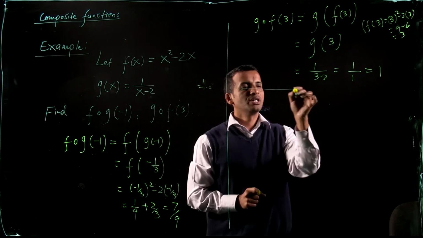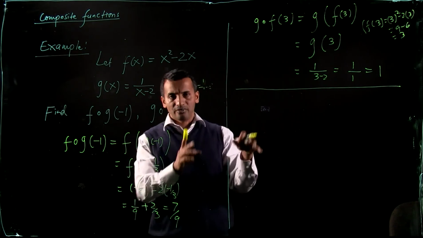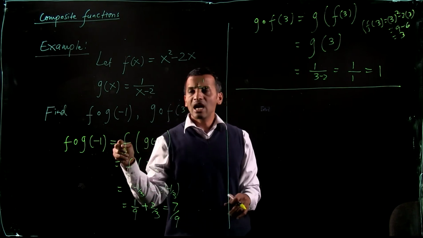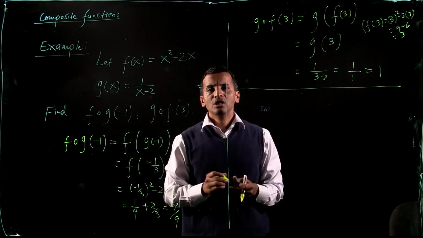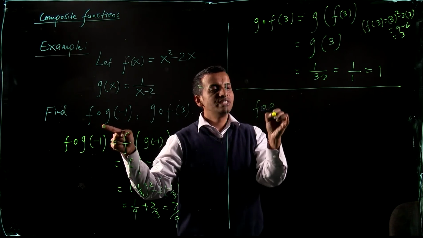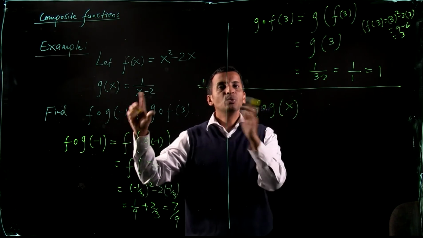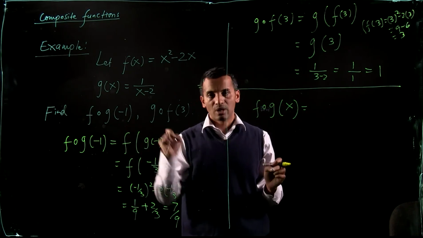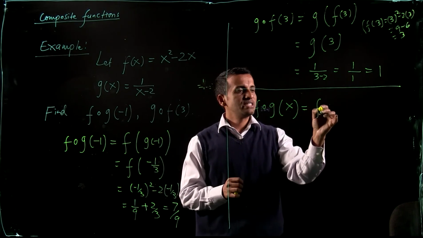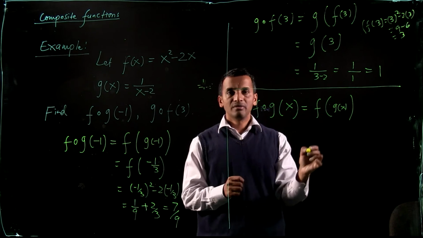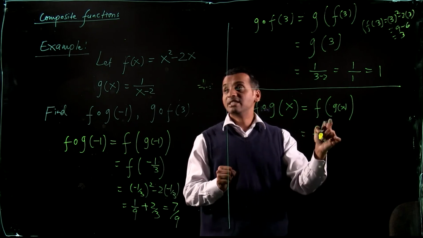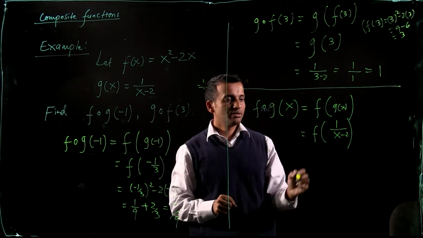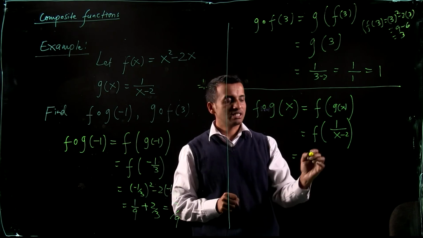So this is the shortcut method, okay? Now I'll show you another method, the long method, but I'll do it only for f o g at -1. To find f o g or g o f at a point, you find f o g at x, as we did before, and then you replace x by that -1 later. That's the idea. So this is the same as f of g of x, right? What is g of x? g of x is 1 over x minus 2.